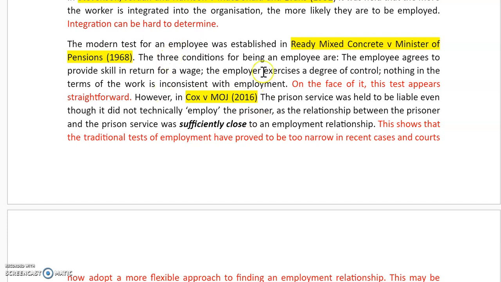But in the case of Cox and the Ministry of Justice, we had a case where the prison service was held to be liable even though they didn't technically employ a prisoner in a kitchen. And in that case, it was held that the prison was still responsible because the relationship between the prisoner and the prison service was, in the words of the court, sufficiently close to an employment relationship. So you can see there the law really changing as time has moved on, sufficiently close.